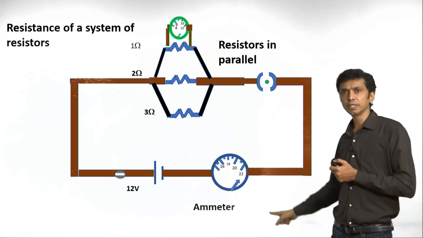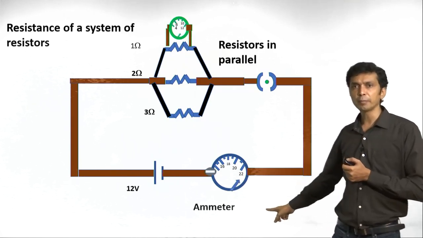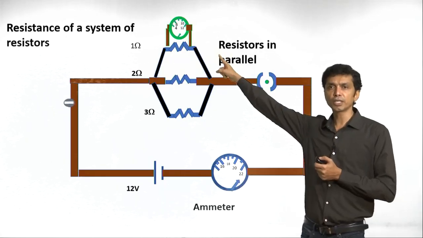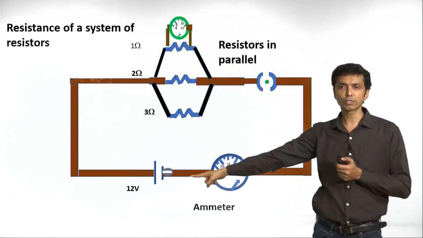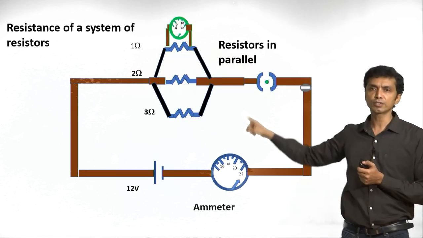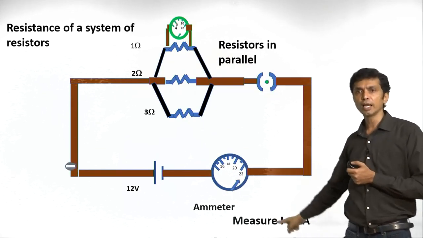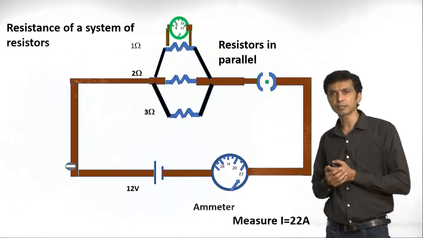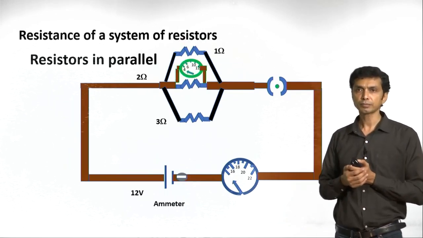Current, it is 22 ampere. The potential difference, if you can see there, 12 volt. So the source is also 12 volt, potential difference is also 12 volt. Here the current is 22 ampere, resistance in parallel.